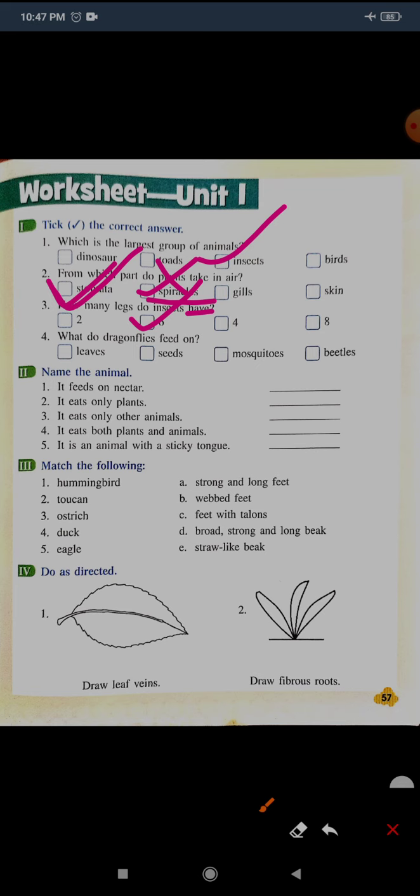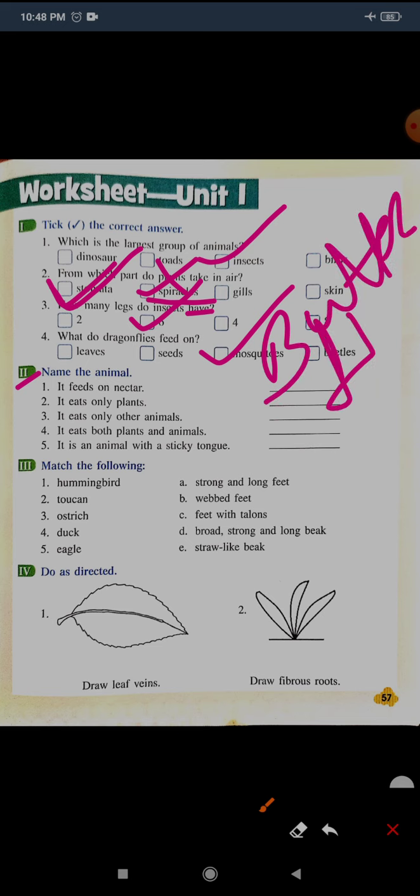The fourth question is, what do dragonflies feed on? Mosquito. Okay, now come to the second section. Name the animal that feeds on nectar. Butterflies, bees, moth. Okay, right, butterflies. The second question is, it eats only plants. So plant eater animals are called herbivores.